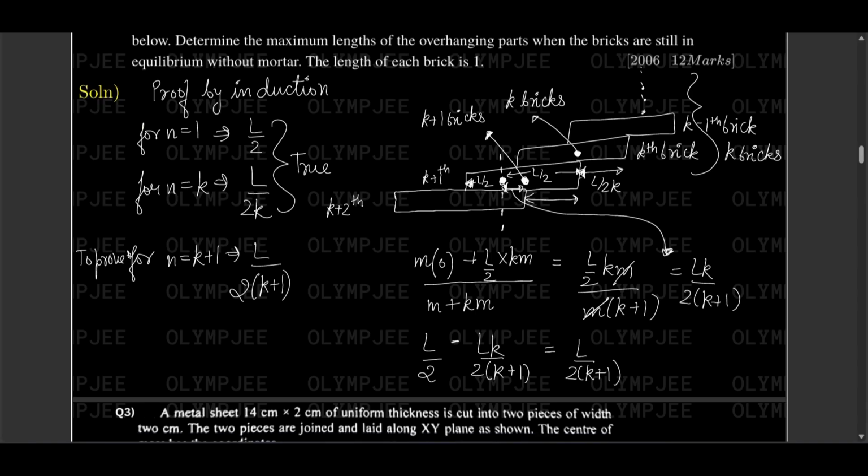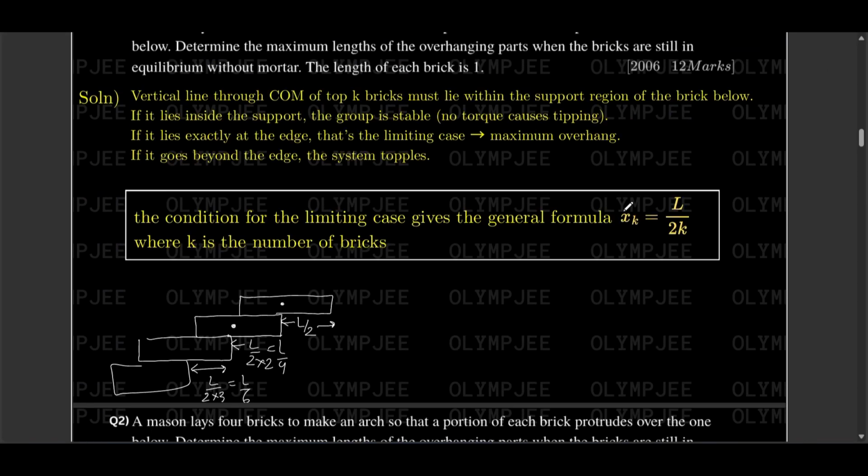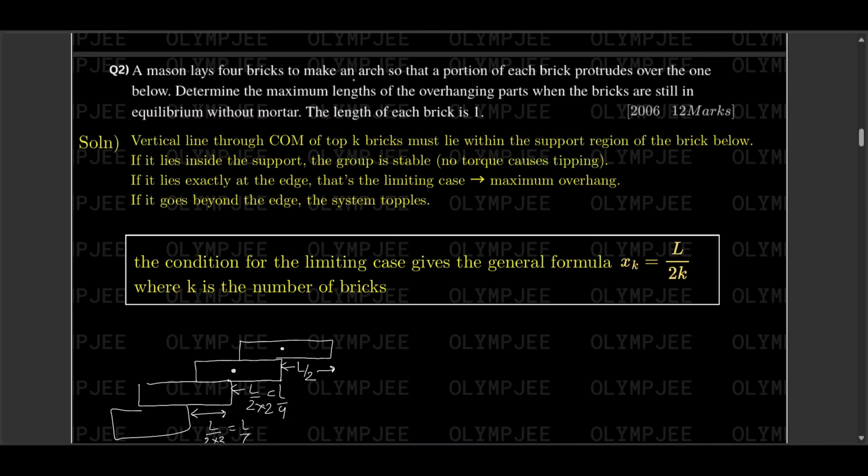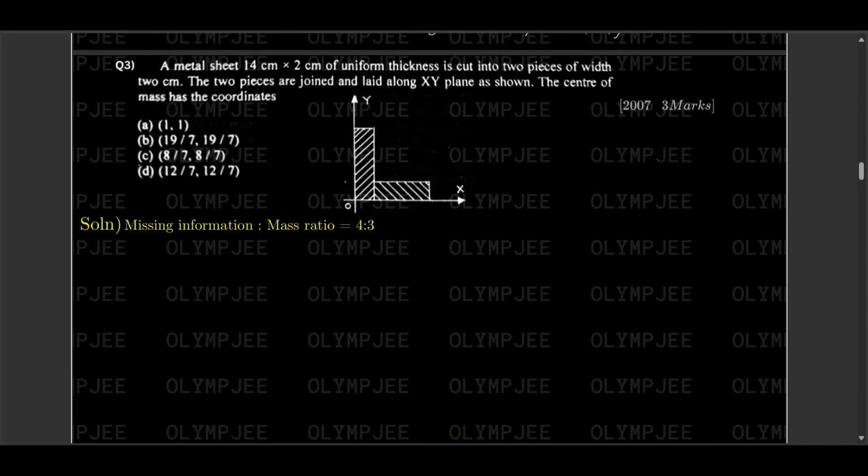So we have proved by induction that this formula is true. So the answer for this question, since there are 4 bricks, the maximum overhangs will be L by 2, L by 4 and L by 6 respectively. So moving on to question number 3.